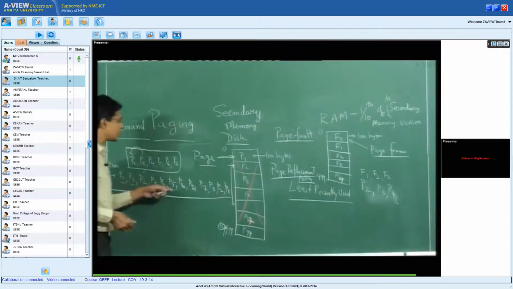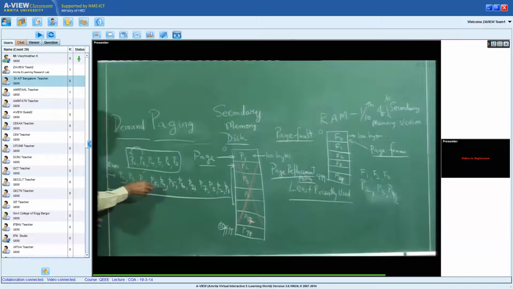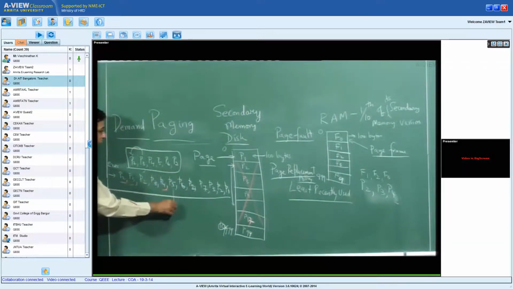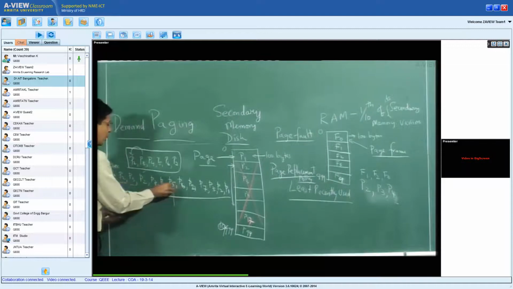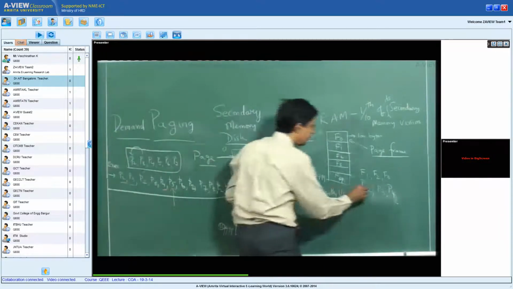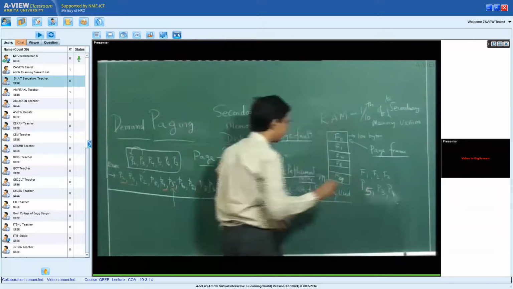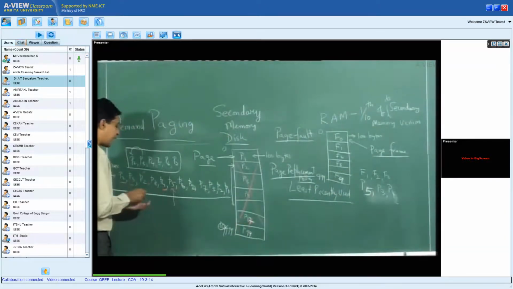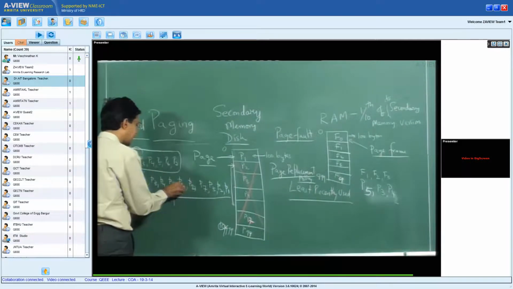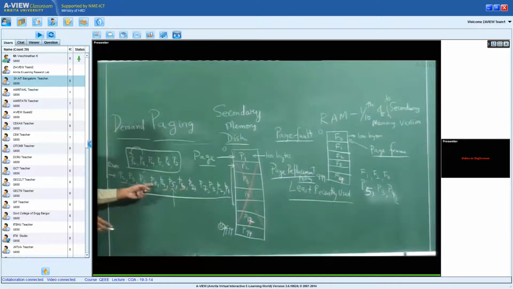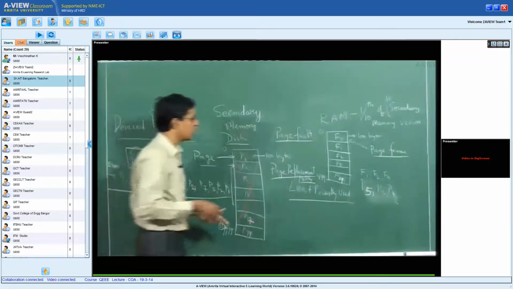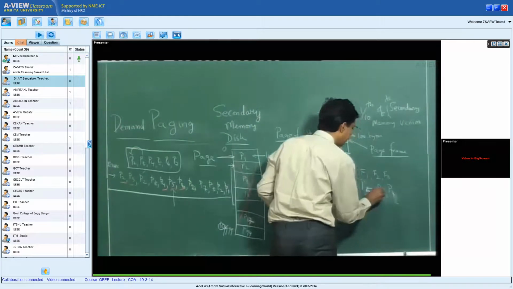Now when P5 wants to be loaded, please see here, between P2, P3 and P4, the least recently used is P2, because P3 was used after P2, P4 was used after P3. So P2 is the least recently used when I look at this point of time. So now P2 is replaced by P5. Then P5 gets executed, then you come to P6, again there is a page fault. Now out of P3, P4 and P5, P3 is the least recently used, so this gets replaced by P6.